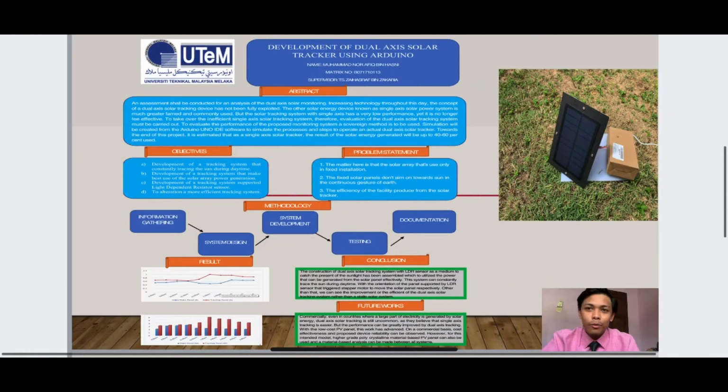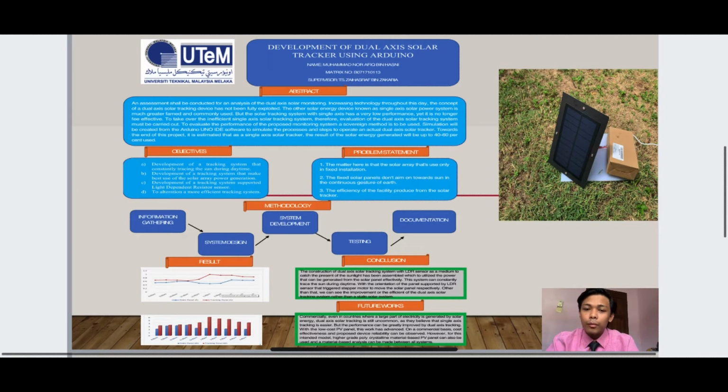First, I will describe a little bit about this project. This project is developed based on the current invention of the usage of solar energy. As we know, the popular mechanism that converts solar energy to electrical energy is the solar panel. The single axis and the static solar system are two popular concepts, but the dual axis solar tracker device has not been fully exploited.